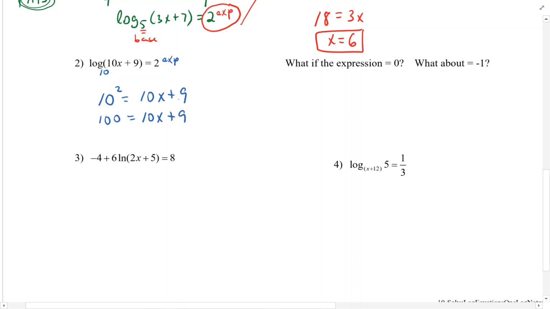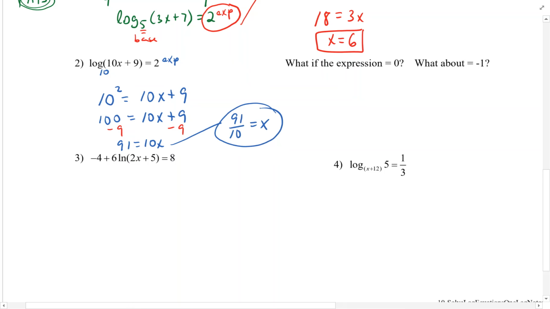From there, that should be fairly straightforward. We're going to subtract 9 from both sides, and we'll get 91 equals 10x, and divide both sides by 10. So then we get 91 over 10 equals x as our solution.